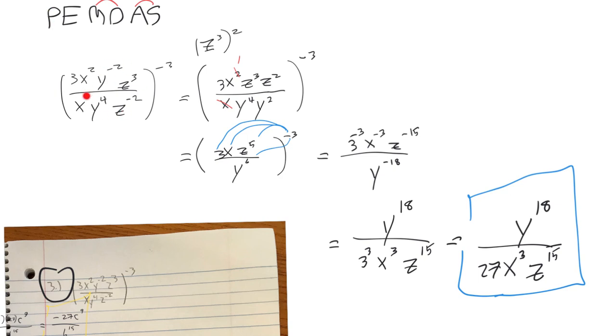P stands for simplify the stuff in the parentheses. We did that first. Then we applied this exponent. The E stands for exponent. Then we applied the exponent after simplifying everything that was in the parentheses. And through the process, we ended up here.